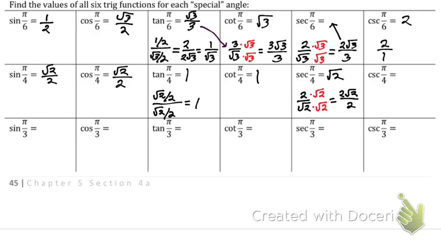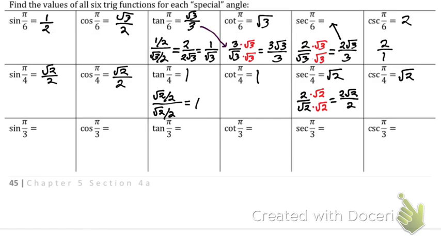Well, cosecant is flip sine. Sine is square root of 2 over 2. Flip it, it's 2 over square root of 2. We already did all that work. This will also be square root of 2. Wait, why? I do not follow that.